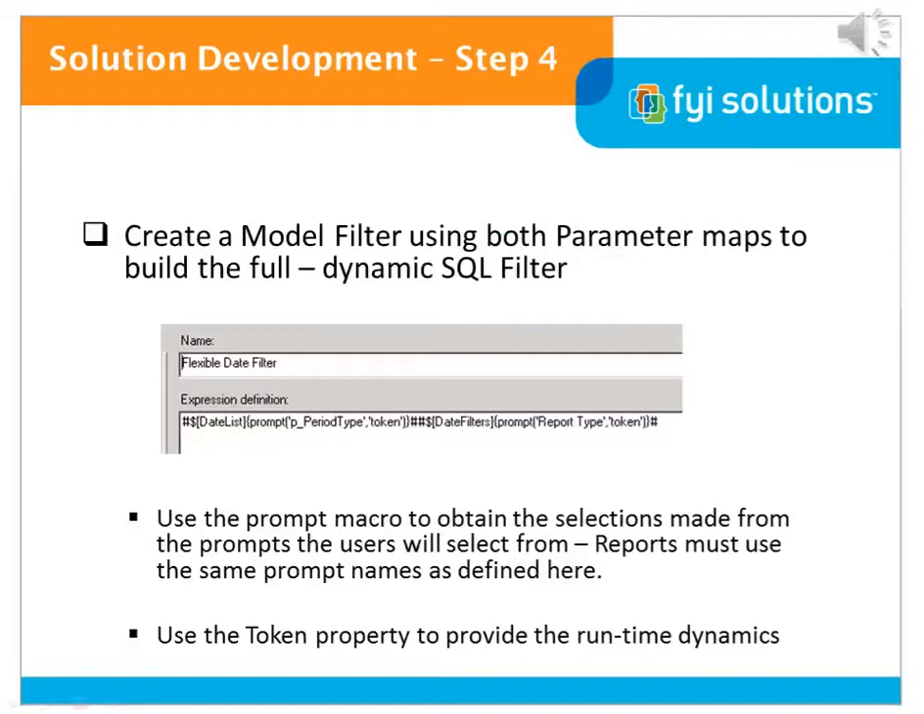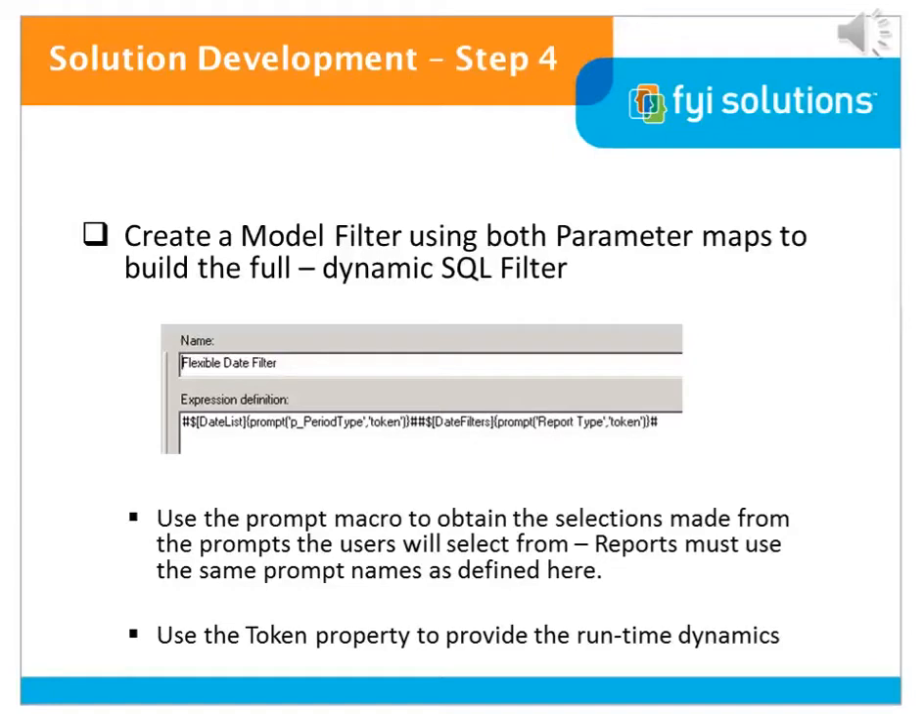The next step is to actually create the model filter using both of the parameter maps that we identified in the previous steps. This will make this an extremely dynamic filter. So I'm calling this filter flexible date filter, and you can see in the expression what we have here. We basically have 2 calls to our 2 different parameter maps, and they're wrapped within the pound signs. So the first one is calling the date list, and the second one is calling the date filters.